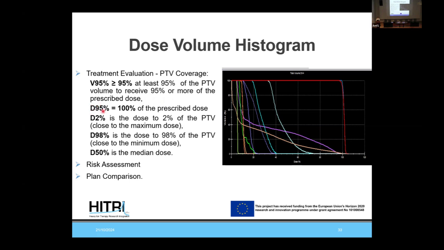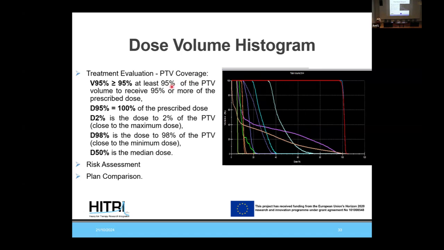Nowadays, we are using D95%. To check the maximum dose, we are using the D2%. And to check the minimum dose, D98%. For the maximum dose, we don't want too many hot spots. We are calling these hot spots. We don't want them to be larger than 110% or 107%. The decision is always from the protocols and the doctor. And we must also always check the D50%, which is the median dose.